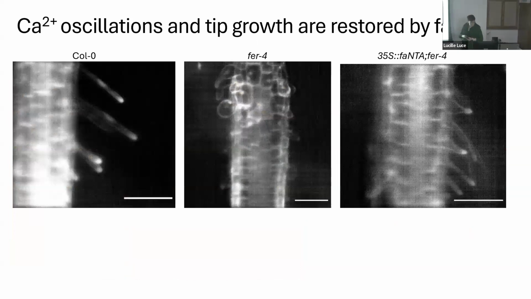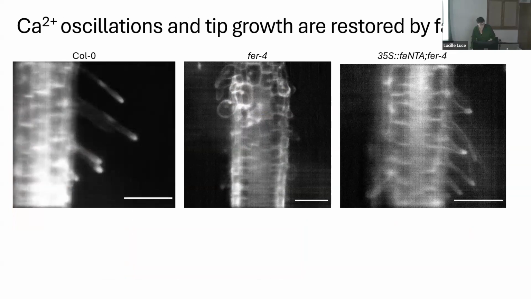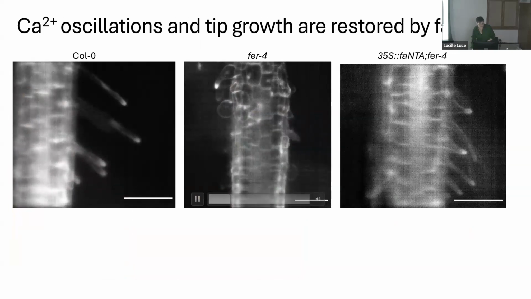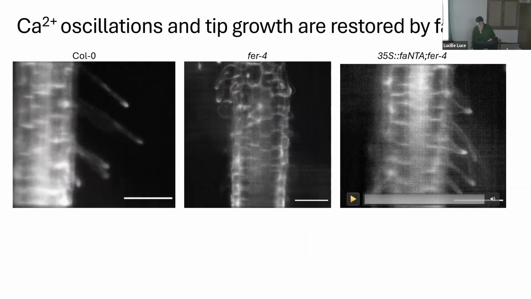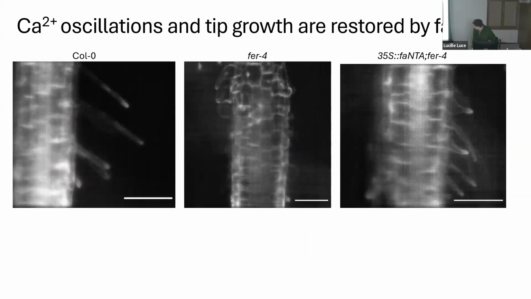And here's what we see. In Columbia, you can see these calcium oscillations in root hairs. In Feronia, we can see round spherical root hairs. We can see some root hairs trying to grow, and then these flashes are root hairs actually bursting. And when we add FA Nordia back in, we now recover tip growth and we see oscillations occurring again.